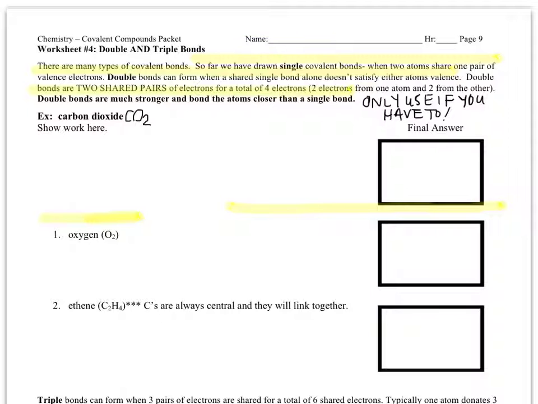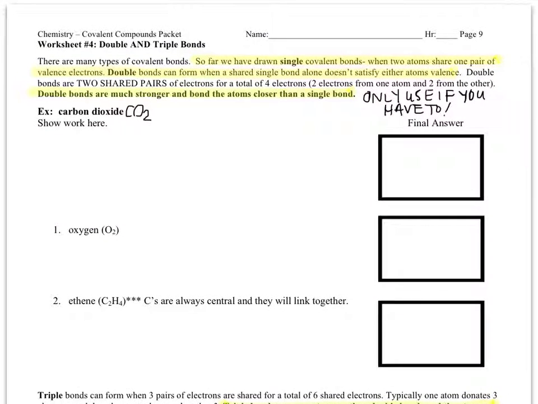But there's something important to remember. Double bonds are much stronger and bond the atoms much closer together than a single bond, which means they require a lot more energy. And remember that we've learned again and again that electrons and atoms, much like people, don't want to do something that requires more energy unless they have no other choice.